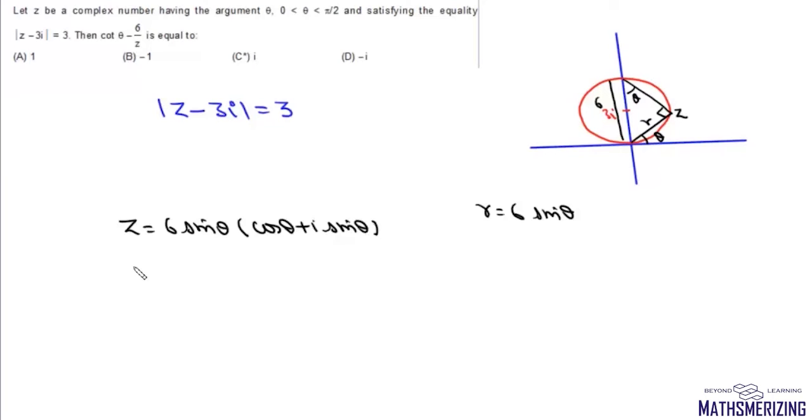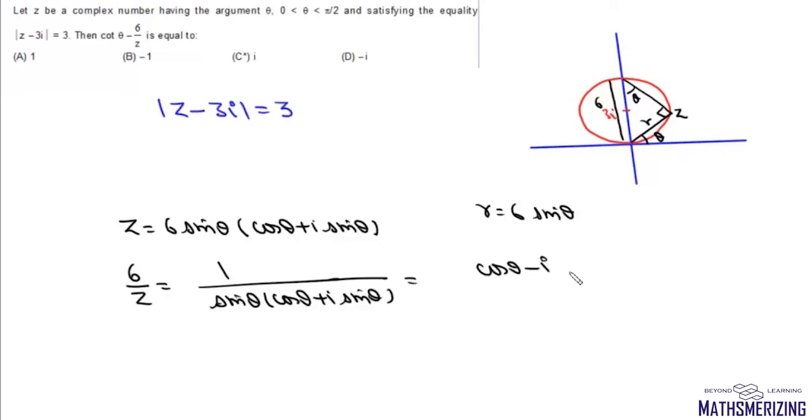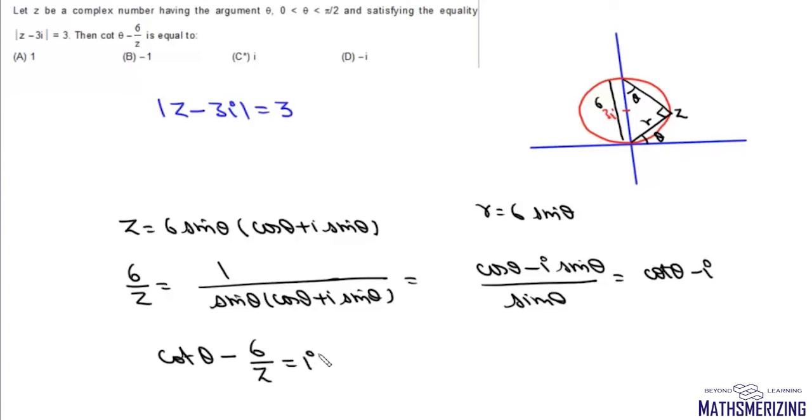Now we can rearrange it as 6 upon z, and it will be equal to 1 upon sine theta into cos theta plus iota sine theta. If we rationalize it, we can write this as cos theta minus iota sine theta upon sine theta, which is cot theta minus iota. Now if we rearrange it again, we can write cot theta minus 6 upon z, and it will be equal to iota, and that's your option C.